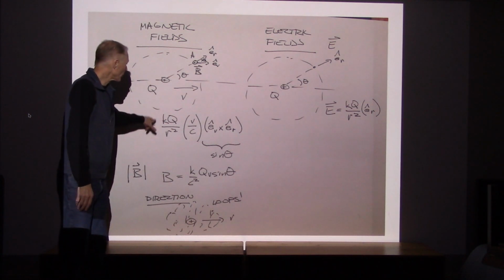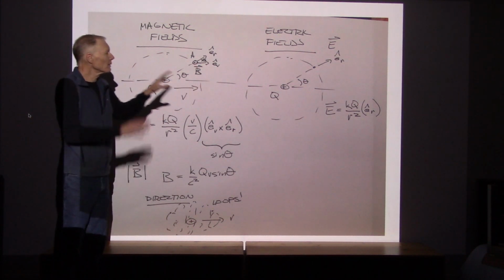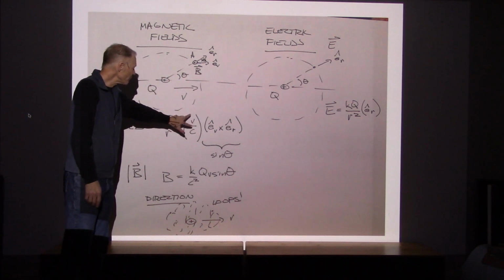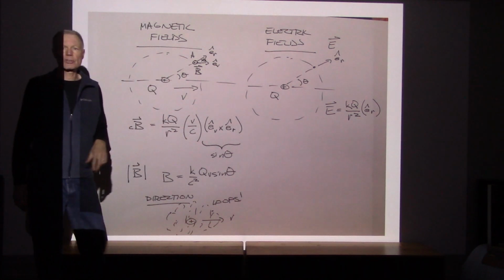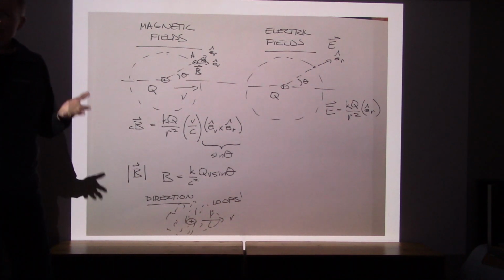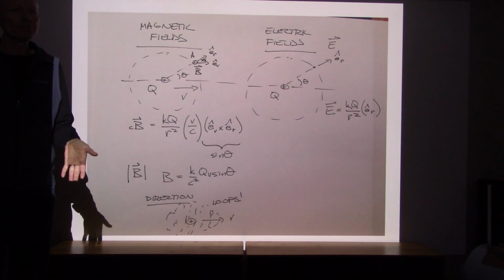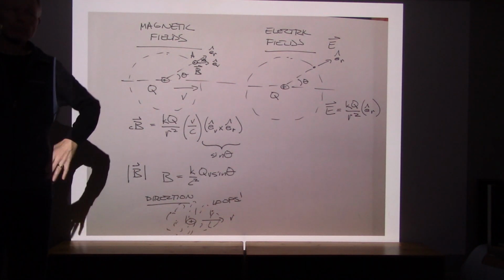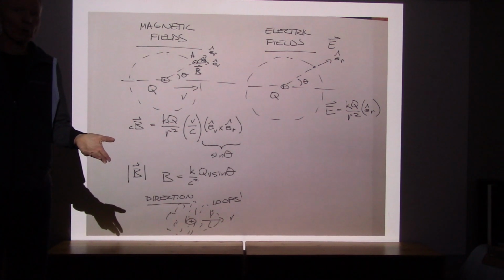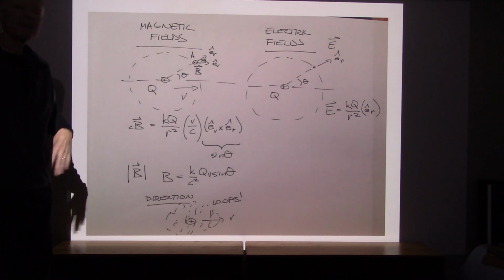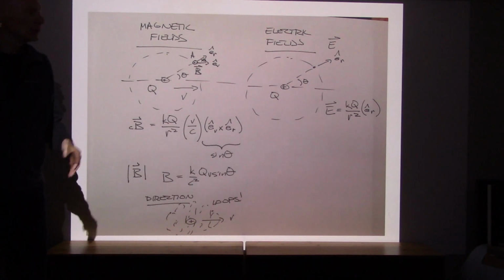So kq over r squared, kq over r squared, that's the first factor. Magnetic fields have this extra factor of v over c. And that says that typically the magnetic fields are smaller than the electric fields because of that factor of v over c. v over c tends to be a really small factor.